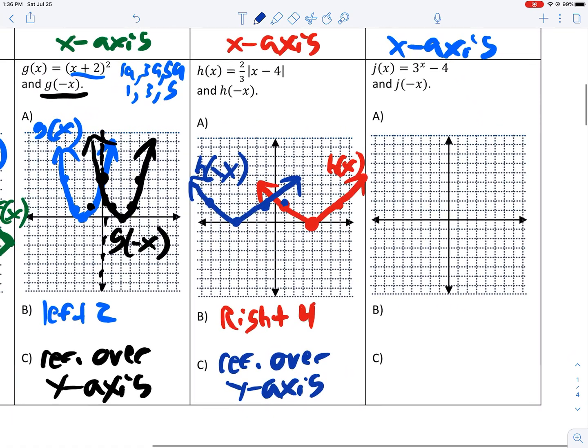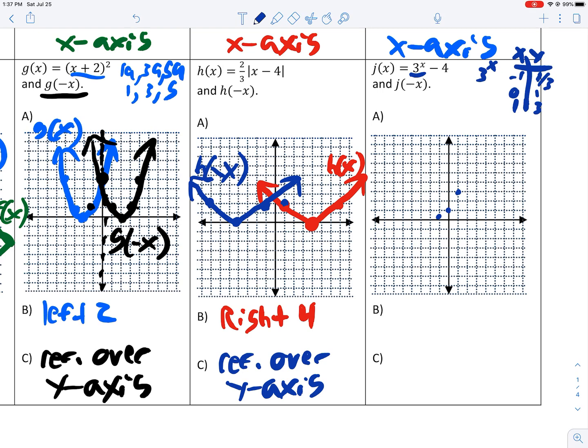Alright, and the last one, the exponential one. So again, since this is 3 to the x, I'm going to quickly make the table for 3 to the x. Right, -1, 0, and 1. Again, if you start doing this enough, most of you are going to start to memorize this. So 1/3, 1, and 3. So I'm going to sketch those real quick. There we go. They're right there in blue.